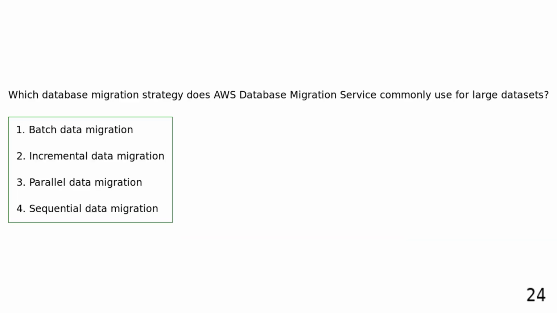Which database migration strategy does AWS Database Migration Service commonly use for large datasets? Batch data migration. Incremental data migration. Parallel data migration. Sequential data migration.